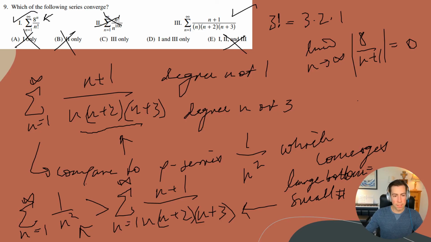So therefore, A is out, C is out, and our only answer choice left is D, which is in fact the correct answer.